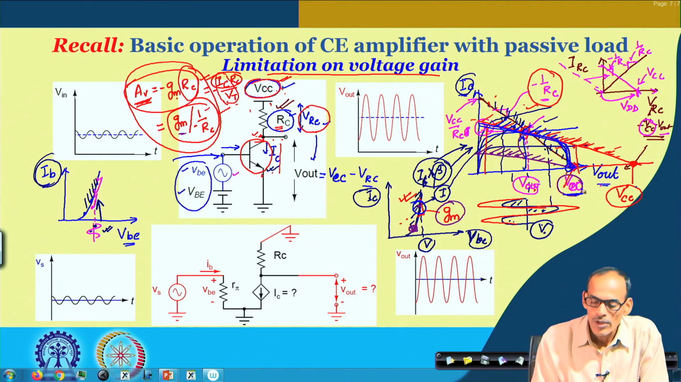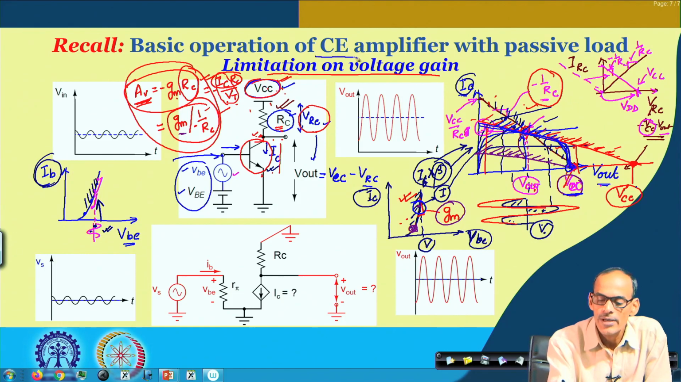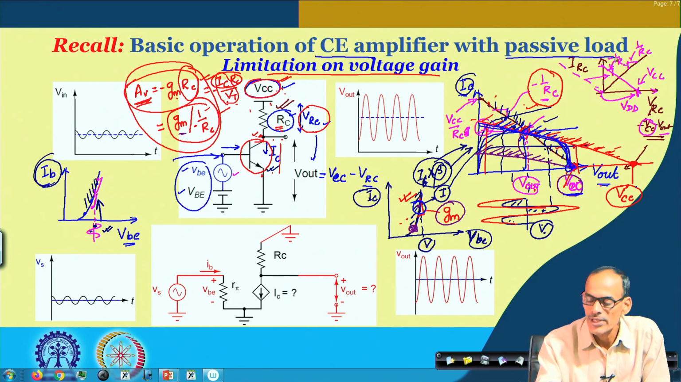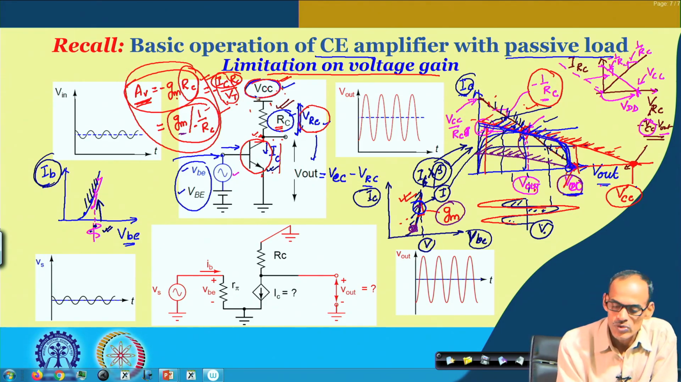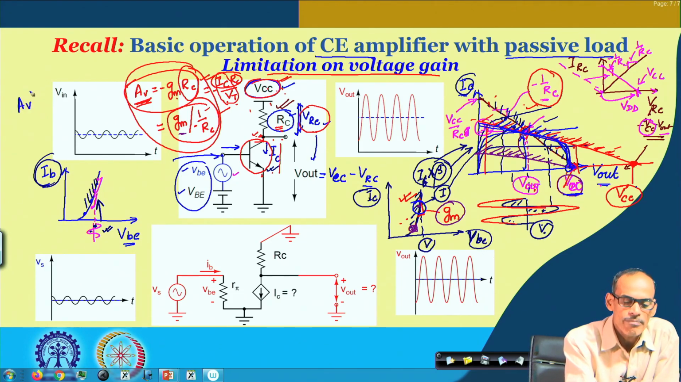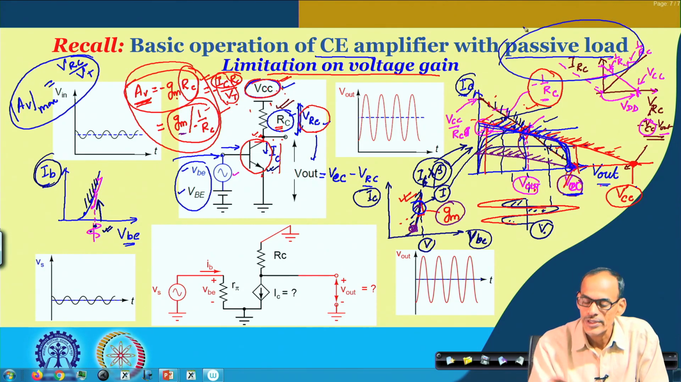So, what we said is the limitation of the voltage gain of the standard CE amplifier, namely the CE amplifier with passive load: its gain is primarily restricted by the voltage drop across this resistance divided by Vt. So, I should say AV max is the voltage drop across this RC divided by Vt, and that can be extended by going for some alternative to this.